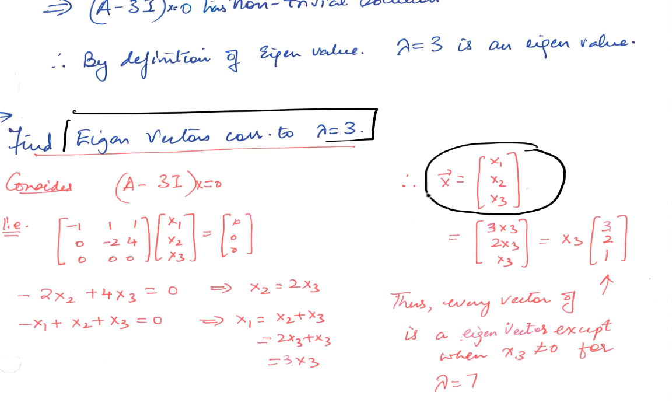So in other words, this vector x is all possible linear combinations of the vector (3, 2, 1), except x3 cannot be 0, and that's what is important. x3 should not be 0. Otherwise, it won't be an eigenvector, and this is for lambda equals 3.